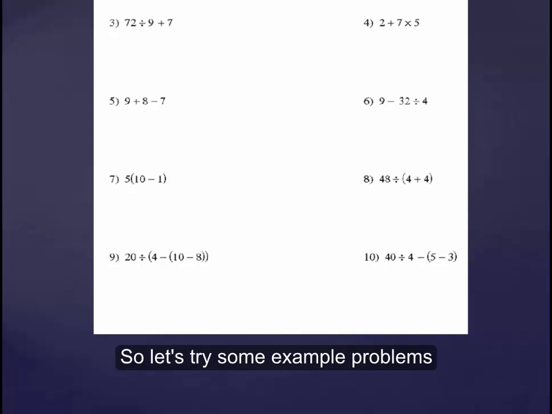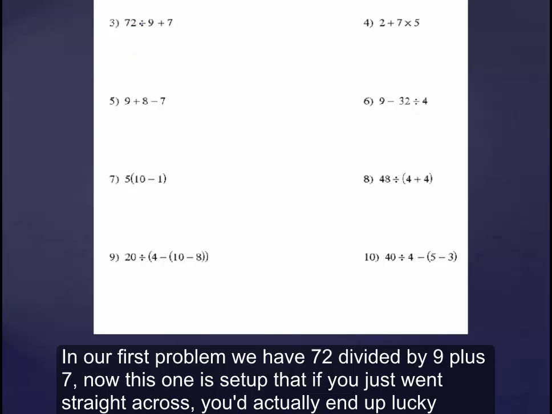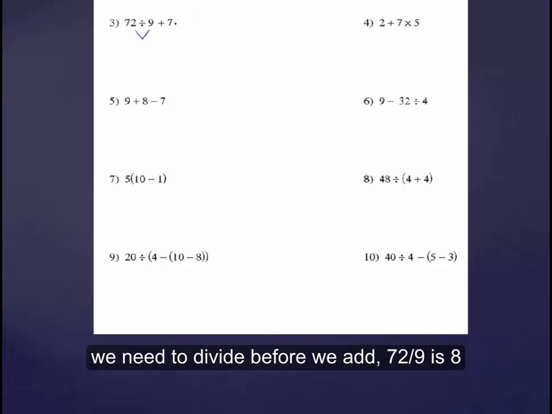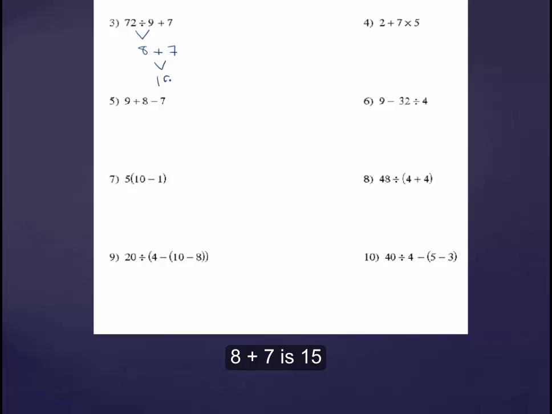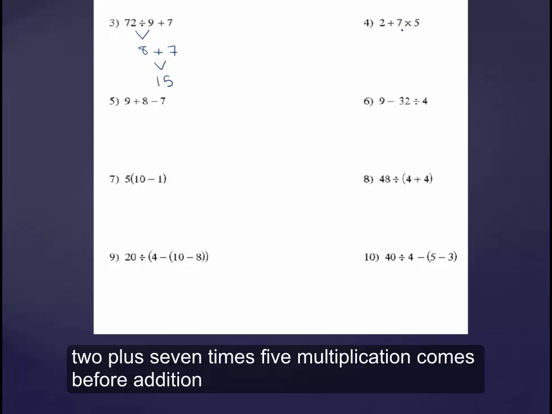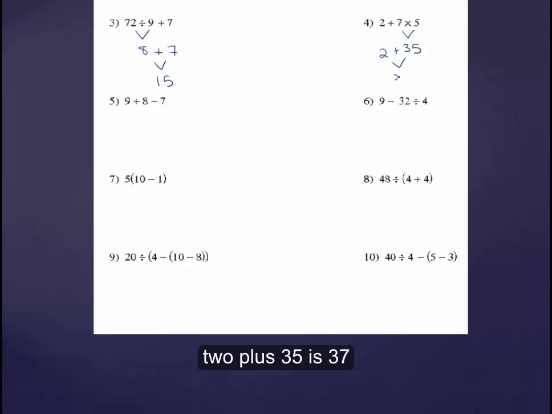So let's try some example problems. In our first problem, we have 72 divided by 9 plus 7. Now, this one is set up that if you just went straight across, you'd actually end up lucky. But we need to divide before we add. 72 divided by 9 is 8. 8 plus 7 is 15. 2 plus 7 times 5. Multiplication comes before addition. 2 plus 35 is 37.